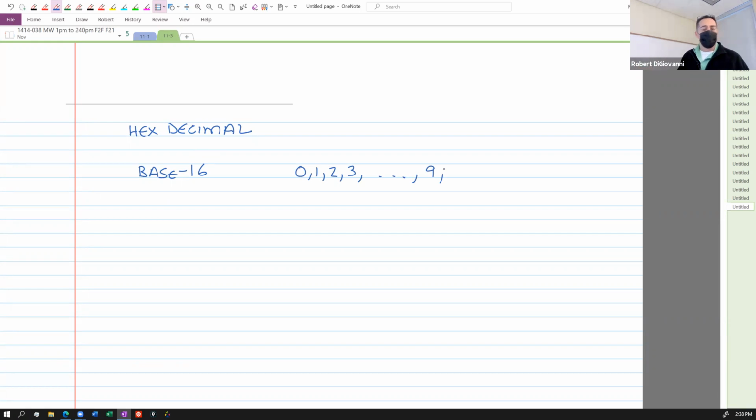So I have to use a different symbol. We use letters. A, that's the 10th, then 11th, 12th, 13th, 14th, 15th, 16th. There are the 16 possible digits of a hexadecimal, base 16, number system. I can use any of these to create a number. So watch me create a number. I'm going to create the number C2E1.